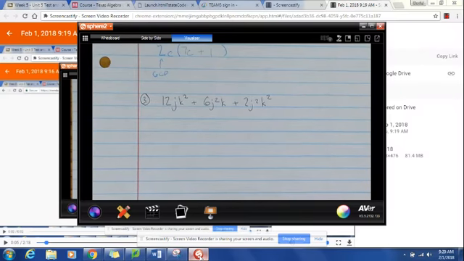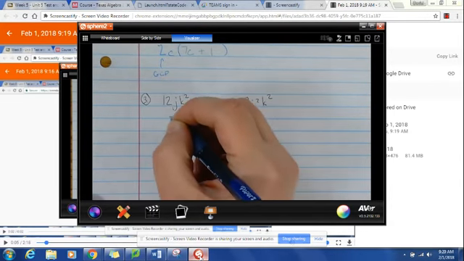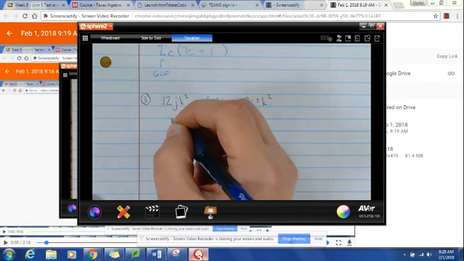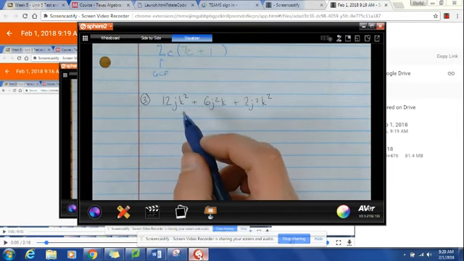So now we're factoring 12jk squared plus 6j squared k plus 2j squared k squared. All right, so let's break down the 12jk squared. If we break down a 12jk squared, Jax, can you break down a 12jk squared? Wait, hold on. So just multiply. What can we multiply?